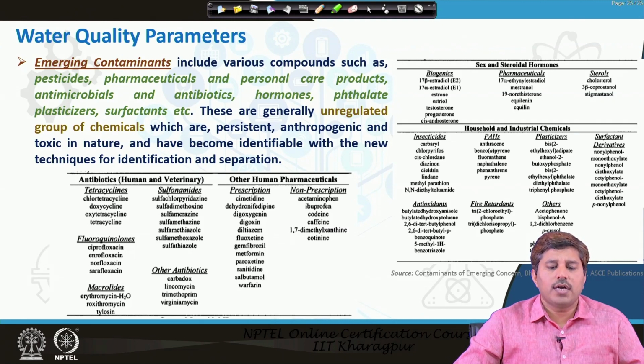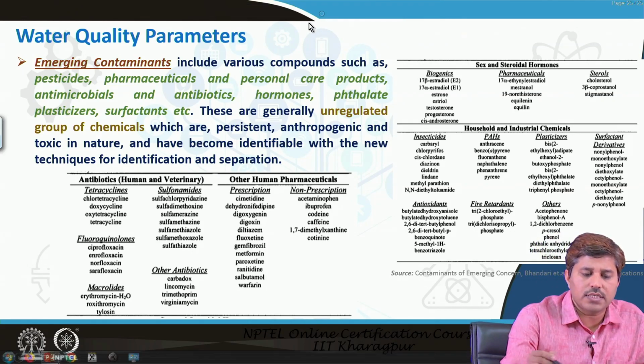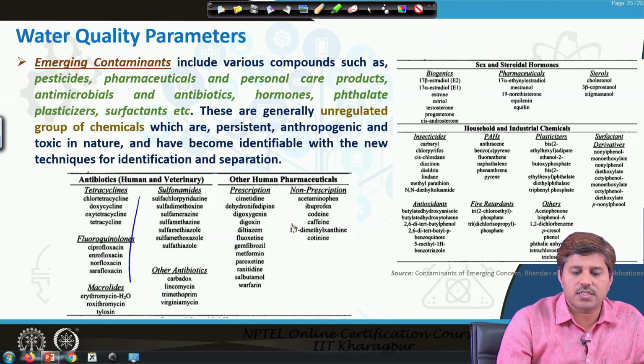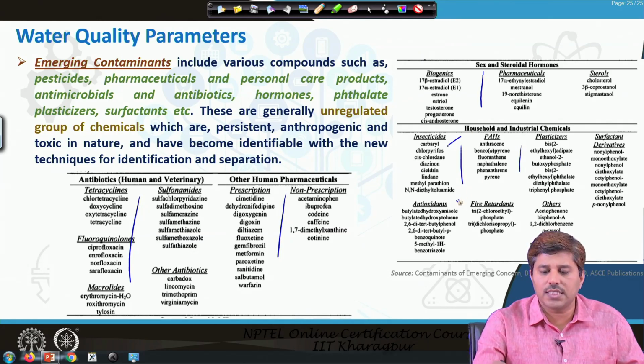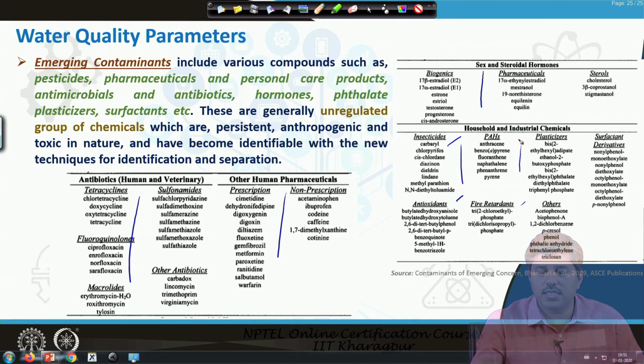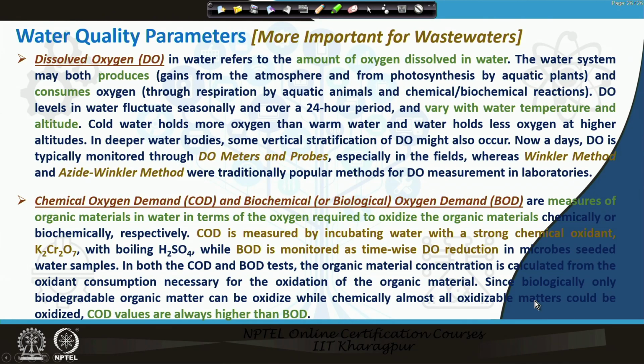So, this is a typical list of a variety of those contaminants, like antibiotics, other pharmaceuticals, steroidal hormones, and typical household and industrial chemicals including insecticides, antioxidants, fire retardants, plasticizers, surfactant derivatives. So, these are also a form of contaminants and can be measured.